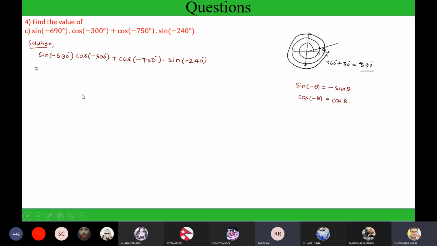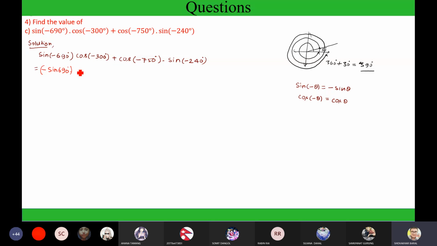Okay, so sine minus 690 degree. At the very first, what you have to do here is use the ratio of the negative angle. That is, sine minus 690 degree is equal to minus sine 690 degree. Just put it inside the bracket because there is a minus sign. Minus is a virus, so you have to put it inside the bracket. This minus will interrupt your calculation, so please don't forget to put the bracket sign.